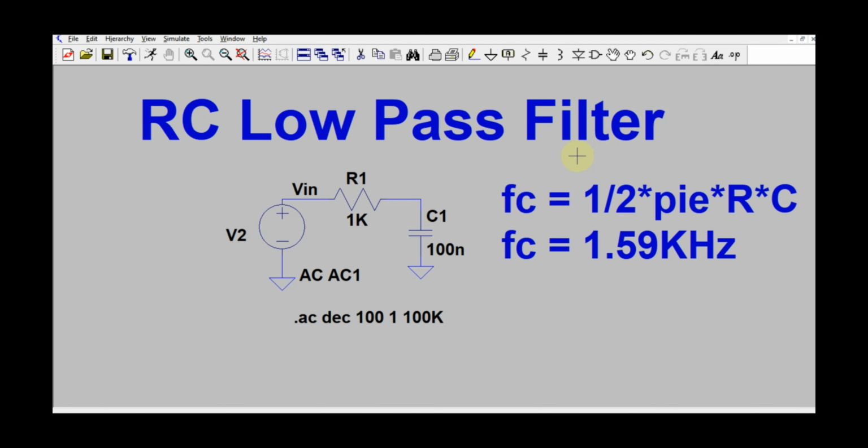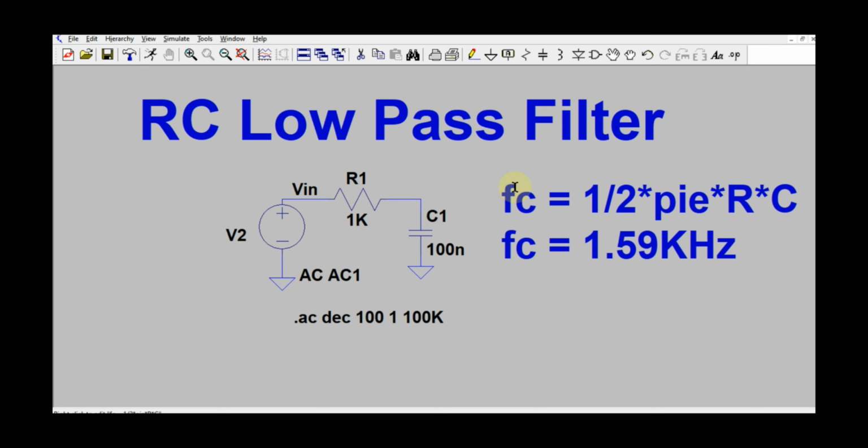Let us go back to the simulation and see whether the behavior we have understood in theory appears in the simulation or not. Let me show you. I have used one voltage source here, one resistor whose value is 1k, and the capacitor value is 100 nF.